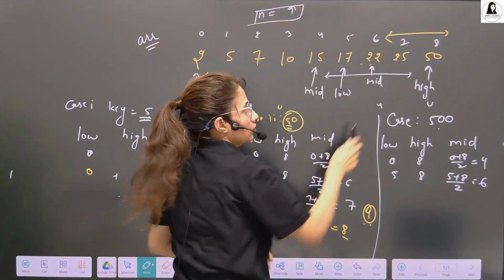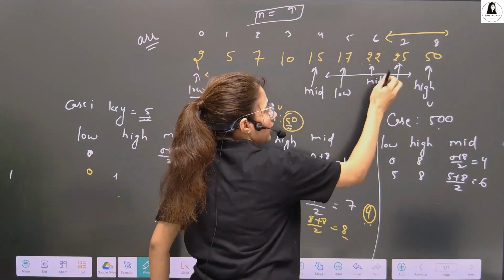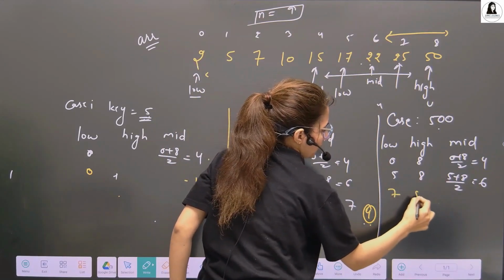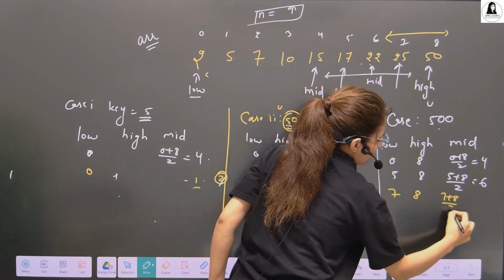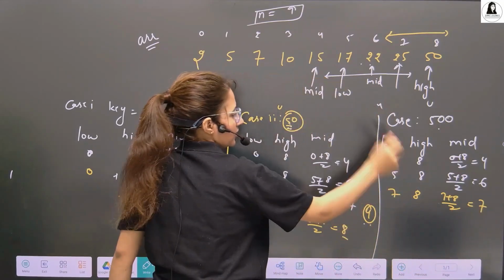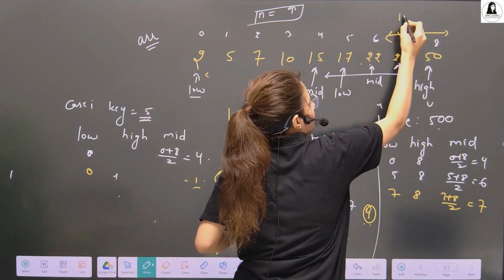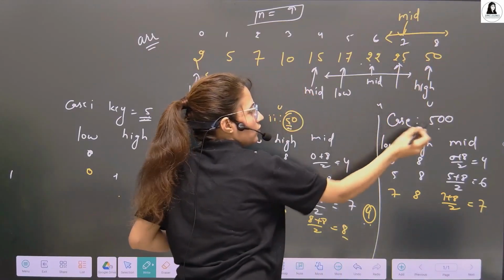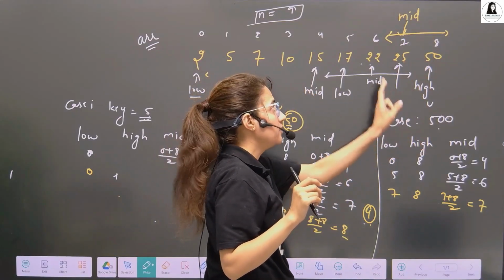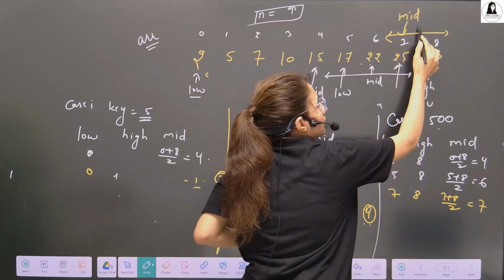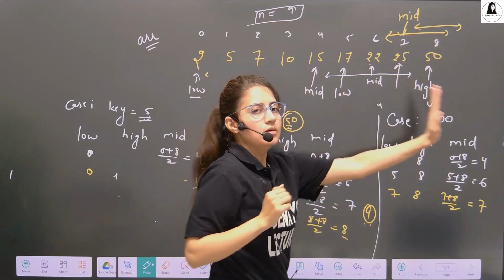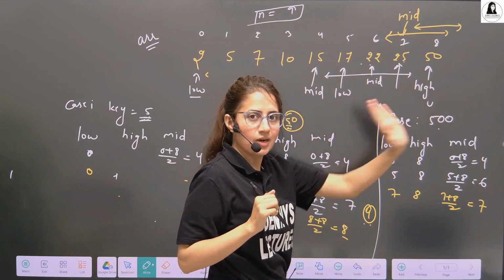So again modify the low. Low becomes again mid plus 1, that is 7. 6 plus 1, 7. 7 and 8. 7 plus 8 divided by 2, that is, again we got 7. Now mid is here. Is this equal to the target? No. But the target element is greater than mid? Yes. So it will definitely lie in the right side of this mid, so in the right half only.